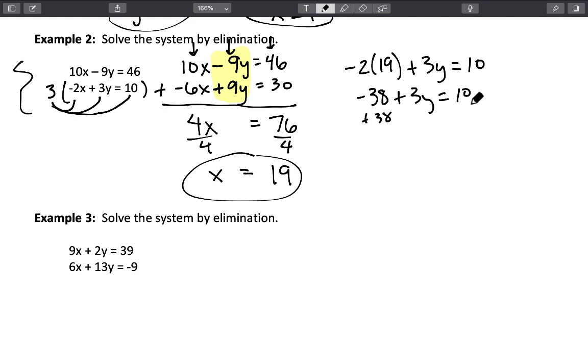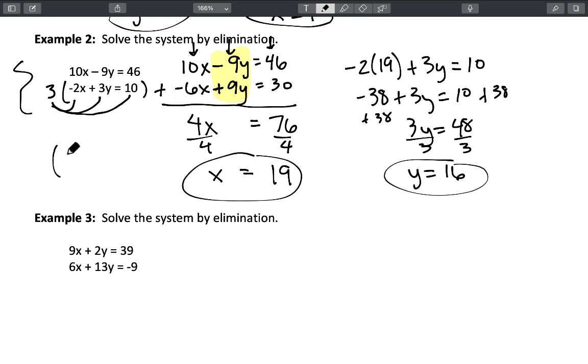Add over the 38. That gives me 3y is equal to 48, divided by 3, and we get a y value of 16. All right, so here is our ordered pair. Our ordered pair 19, 16 is the solution to this system. If we were to graph those two linear equations, they would intersect at that point.